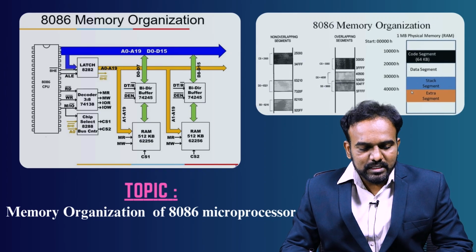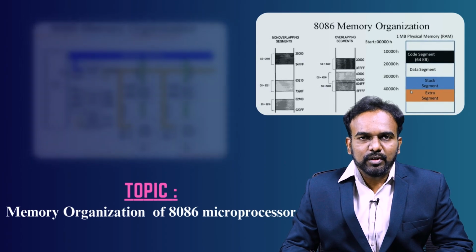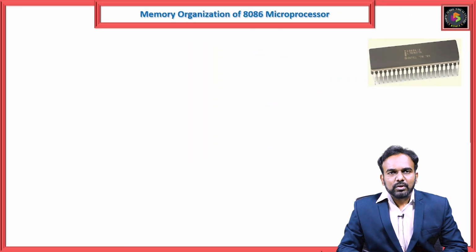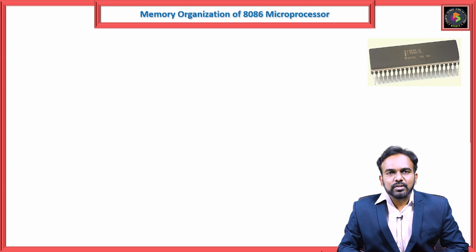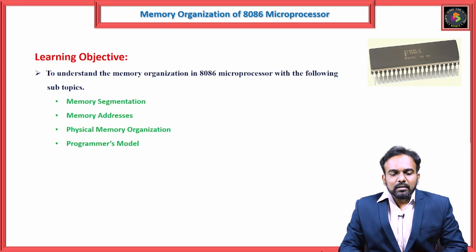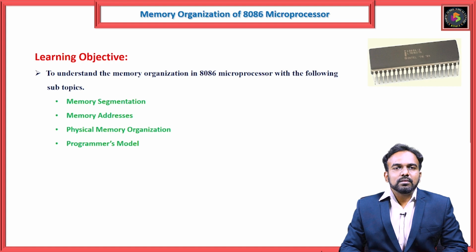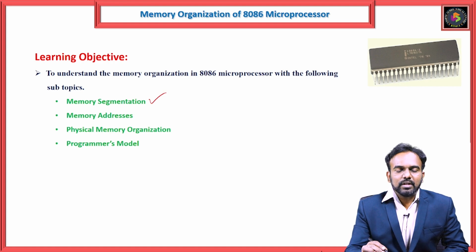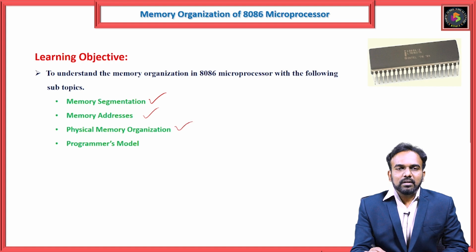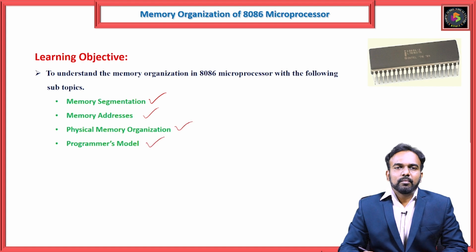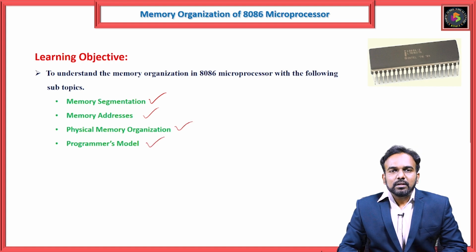Our today's topic is memory organization of the 8086 microprocessor. Before we talk in detail about the memory organization of the 8086 microprocessor, let's focus on the learning objective of our today's topic: to understand the memory organization in the 8086 microprocessor with the following subtopics. The first one is memory segmentation, next memory addresses, physical memory organization, and next the programmer's model. All these things we are going to continue in our today's topic.